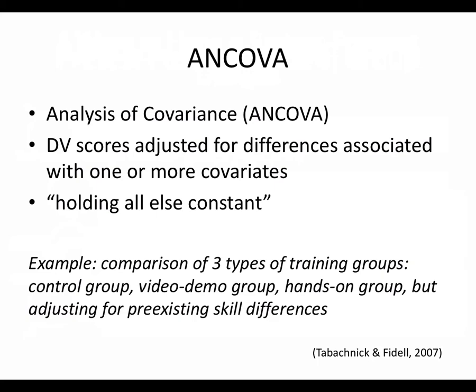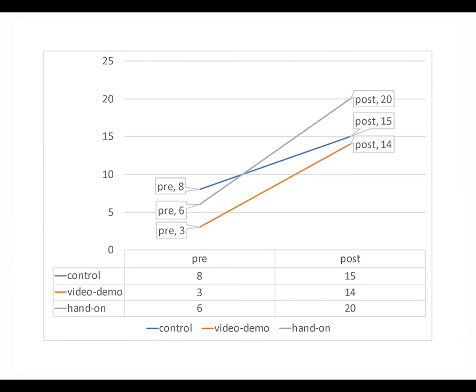Does that make sense? Okay, so let's say the pre-existing skills for these 3 groups are like this. The control group, and then there's the video demo group, and then there's the hands-on group. So their pre-existing SPSS skills, like this one had 8 points, this one had 3 points, this one had 6 points. Let's say that. That's their pre-score. And this is their post-score. Let's say this was 15, this is 14, this is 9.